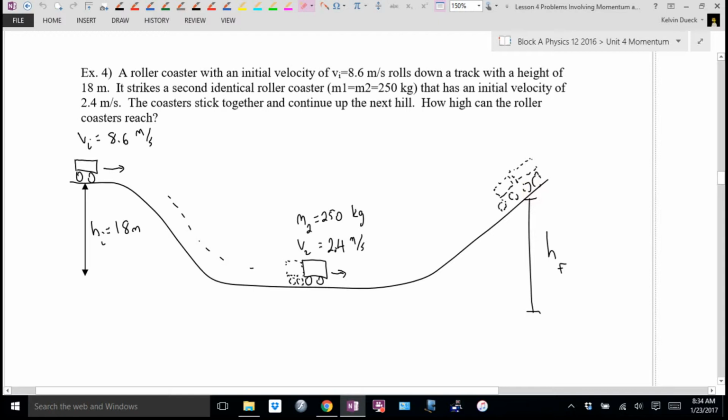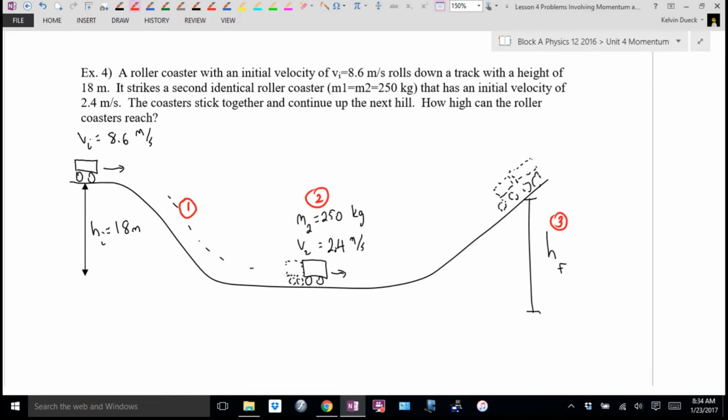I'm going to argue there are 3 things going on here. The first situation is the first roller coaster going down the hill, because when it gets to right here, it's going to be going faster. The second thing going on is the collision. Wham, they collide. And then the third thing is going up to the top of the next hill. So this question has, count them, 3 parts.